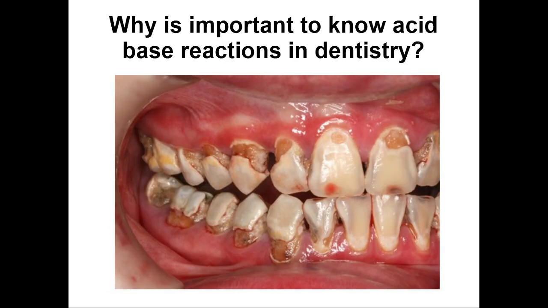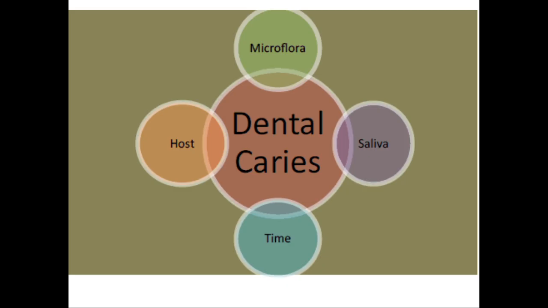Well, why is it important to know acid-base reactions in dentistry? Because the etiology of dental caries is really an acid-base reaction. Dental caries, like periodontal disease, is the most prevalent disease in the mouth. Its etiopathogenesis is very complex and involves many factors, like the host, our mouth, our defensive system, our diet, our hygienic habits, etc. The dental biofilm, time, and saliva.